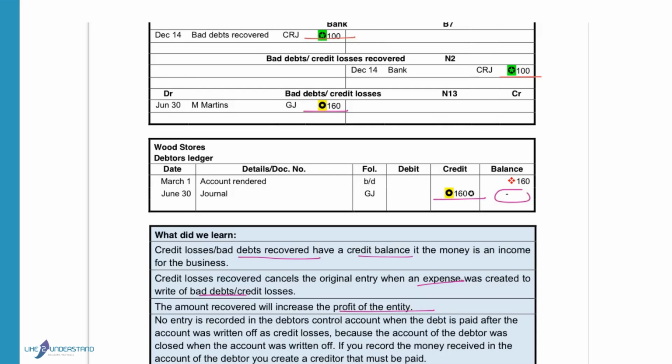No entry is recorded in the debtors control account when the debt is paid because the account was already written off when we wrote off bad debts. And therefore, the money that you receive must be credited in the bad debts recovered account. You can never write in the debtors account after you've written off his account.